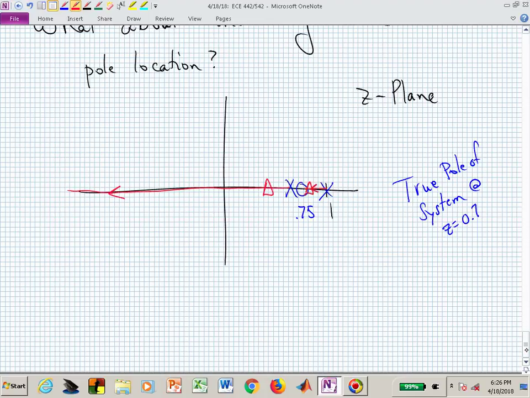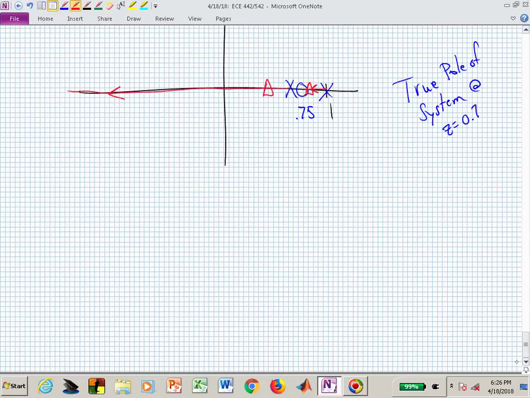Somebody goes, well, that's maybe not where it was. Maybe it went the other way. Maybe it was really at 0.8. What happens then if the true pole was at 0.8?